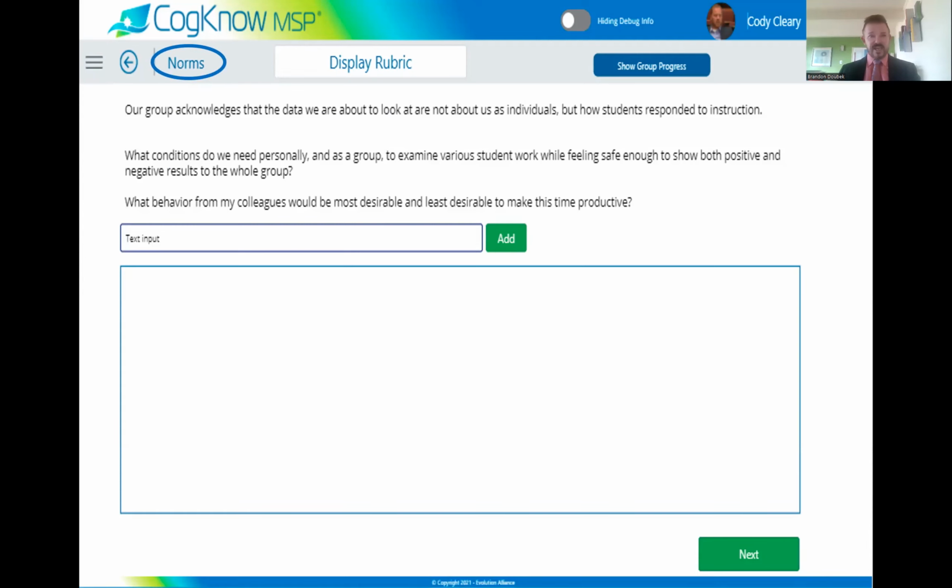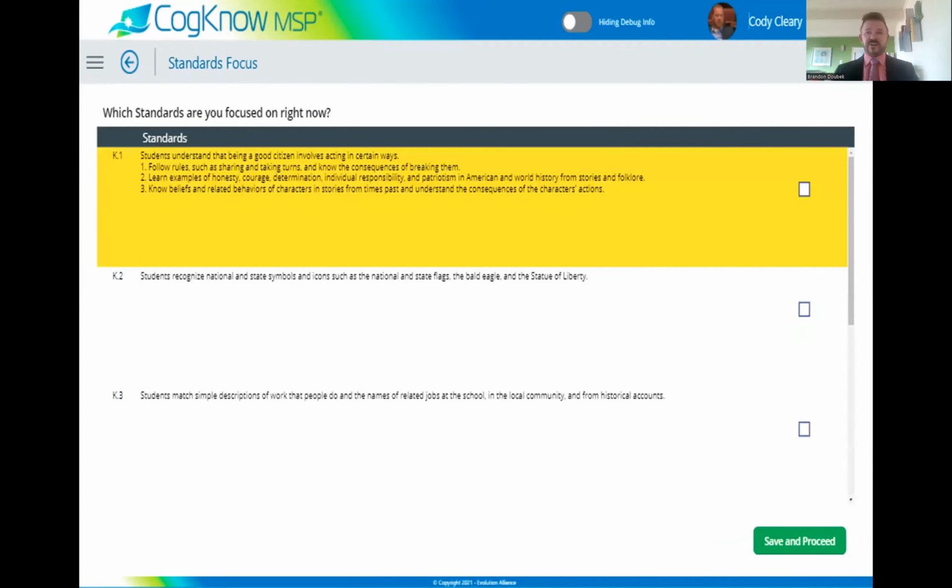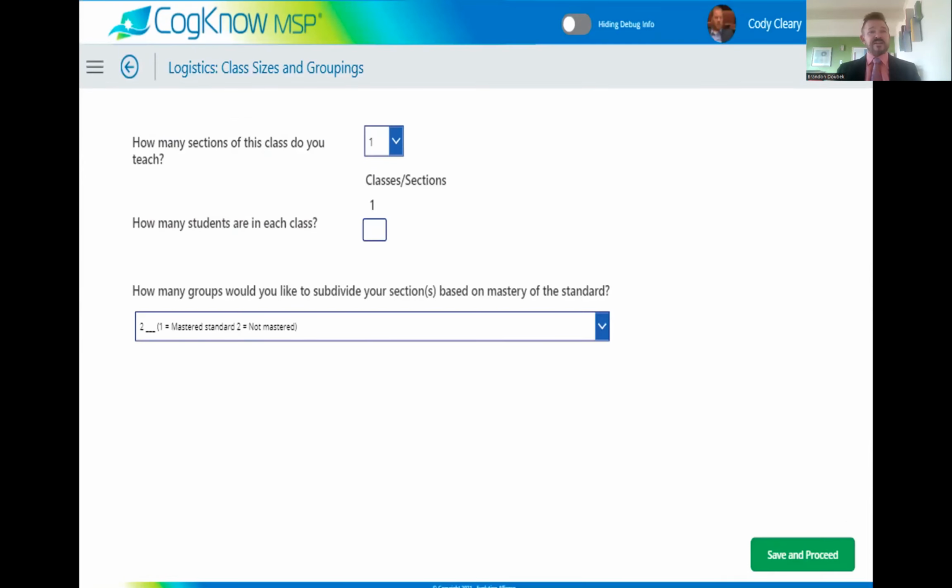As we start looking at various standards that we're trying to assess along the way, Cogno will pull up any of the standards. They just check any of them that they want to be looking at for that particular assessment, formatively or summatively. And then it's going to say, how many sections of this class do you teach? If I'm an elementary teacher, probably just one. But at the secondary level, I could have as many as 4, 5, 6. And then it's going to say, how many total students are in each class?